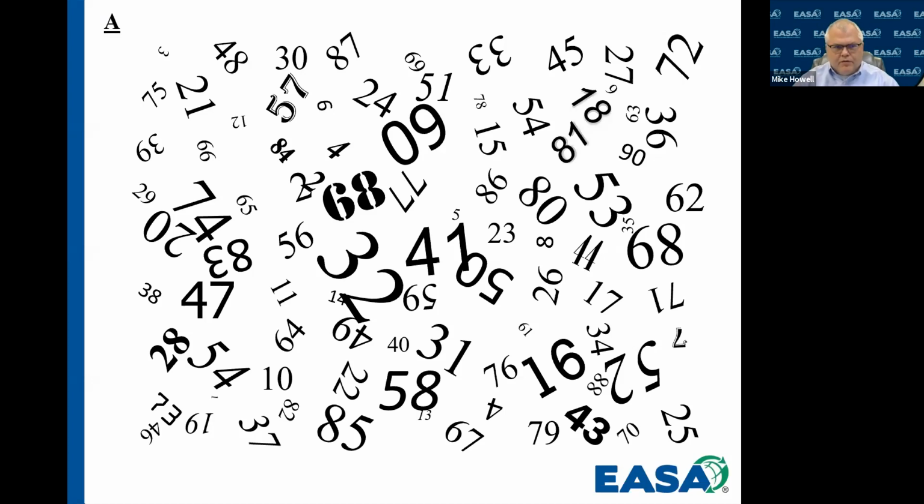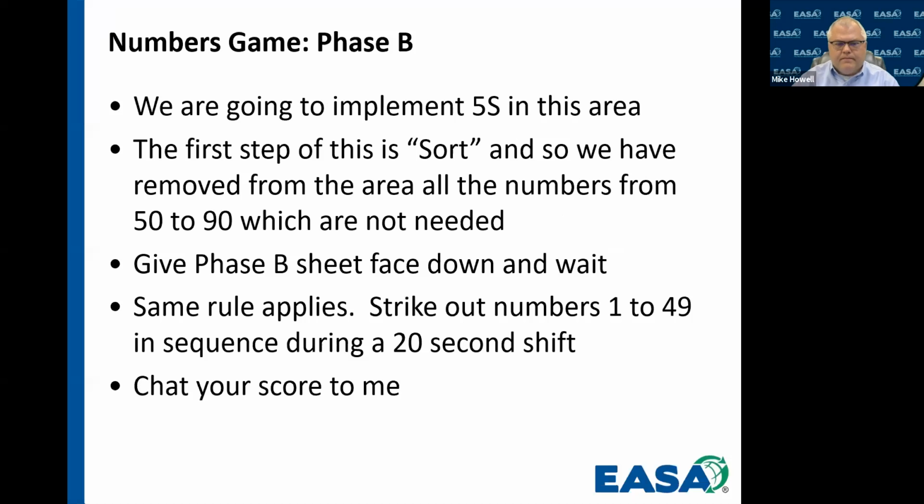So we're going to move into phase B now. In phase B, we're going to start implementation of the 5S, and we know the first phase of that is to sort. So we're only interested in the numbers from 1 to 49. Those are the numbers we know we need for our process. So we're going to remove in the second phase all of the numbers from 50 to 90 that were originally on the sheet, because we don't need them at all. So we've identified what we want to keep and what we want to discard.